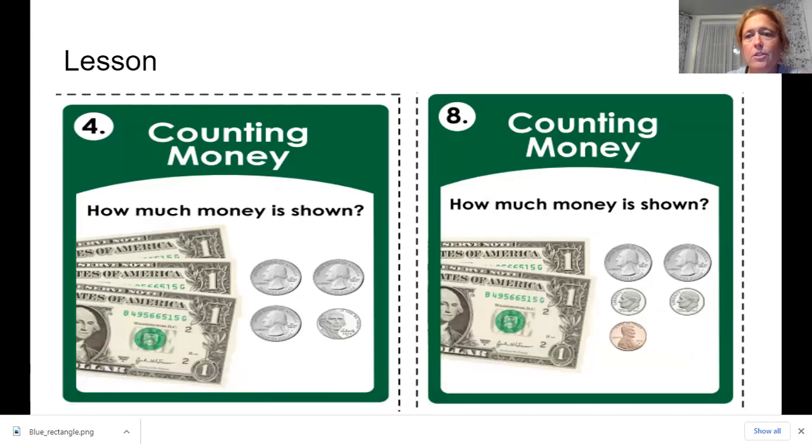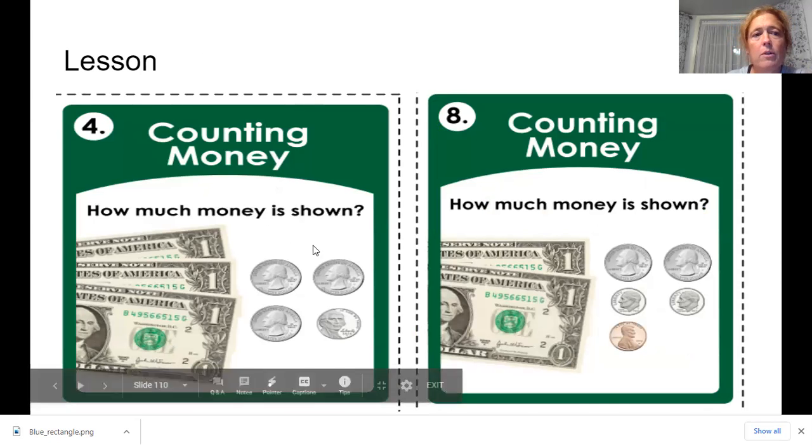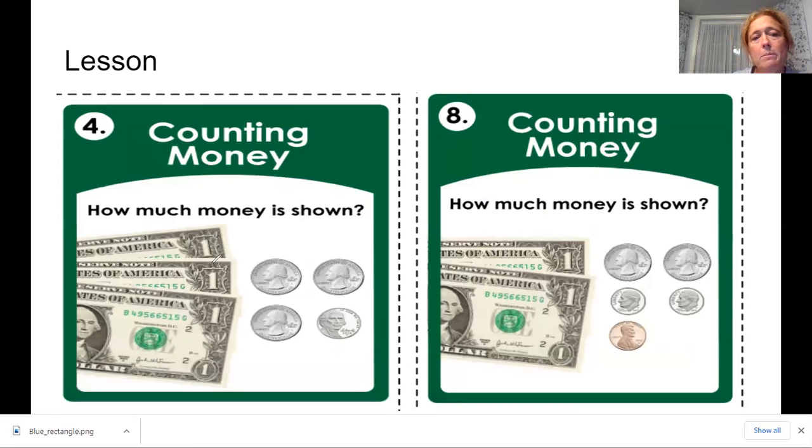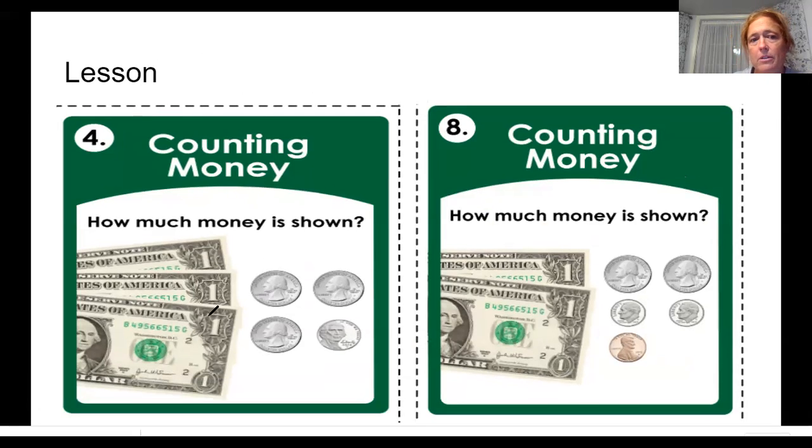Today we're going to be doing these two task cards. We are going to be counting how much money is shown. All right, so let me get my pen. Now, we want to begin with the dollar bills. Okay, we have 1, 2, 3. Remember, each of these dollar bills is only worth $1. So we put our dollar sign. Okay. We put 3. Then remember your decimal point because this is money.